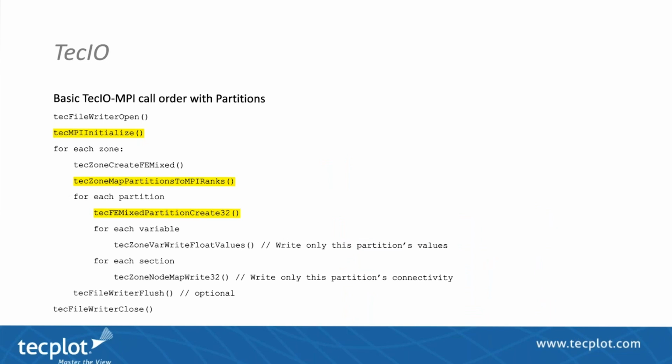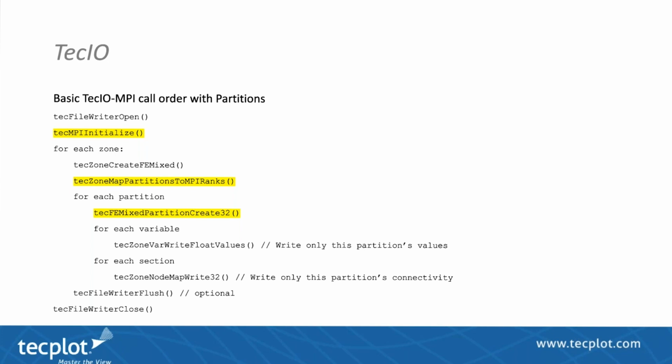With TecIO MPI, a separate library, we add three additional calls over the serial implementation. For each file, as I said before, you call TecFileWriter open, but immediately thereafter you must call TecMPI initialize. Now, I mentioned this is pseudocode. We're not showing any of the parameters here.